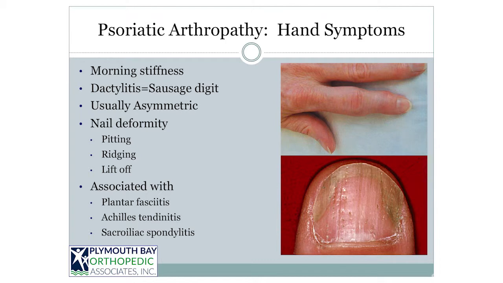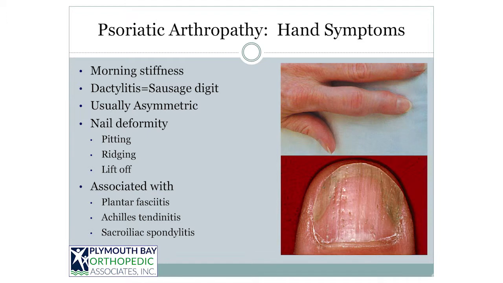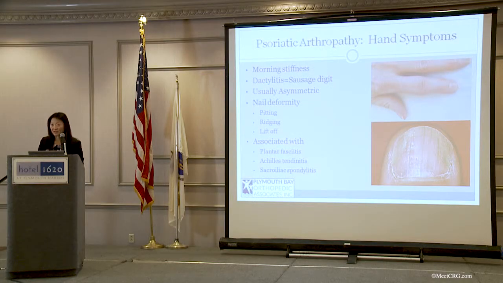The symptoms are listed here, but similar to rheumatoid arthritis, there's morning stiffness, but the stiffness doesn't last over an hour. It usually resolves within about 45 minutes. You'll develop these sausage digits, or dactylitis, where there's swelling throughout the digit, usually centered at the middle PIP joint, but it's also asymmetric. So it's not that both hands are involved. It can be just one finger that's involved.